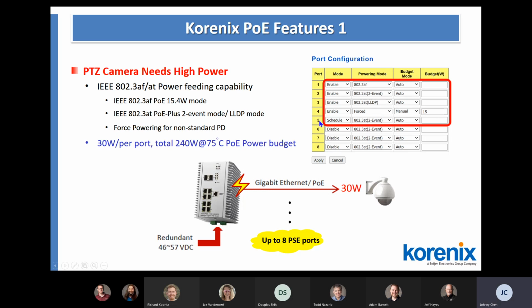Okay, and at the bottom of this page, almost all of the DIN rail PoE switches that we have right now have a total budget of 240 watts, which means it could provide 30 watts per port for 8 ports at the same time.